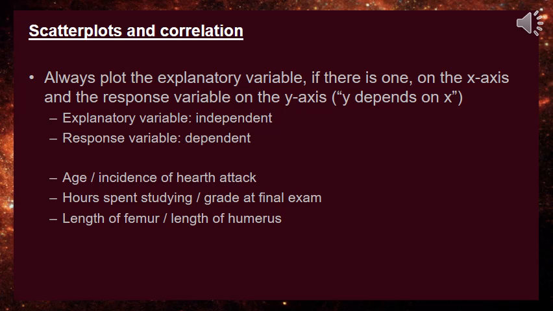Sometimes there might be a strong relationship between two quantitative variables, but none of them is clearly the explanatory or the response variable. For example, here, the third bullet, the length of your femur, your leg bone, and the length of your humerus, your arm bone. These two variables are clearly correlated. They depend on your general height, but there's no clear dependent and independent variable here. There's no clear response or explanatory variable. So you can put any variable on the y and the x-axis in such a case.